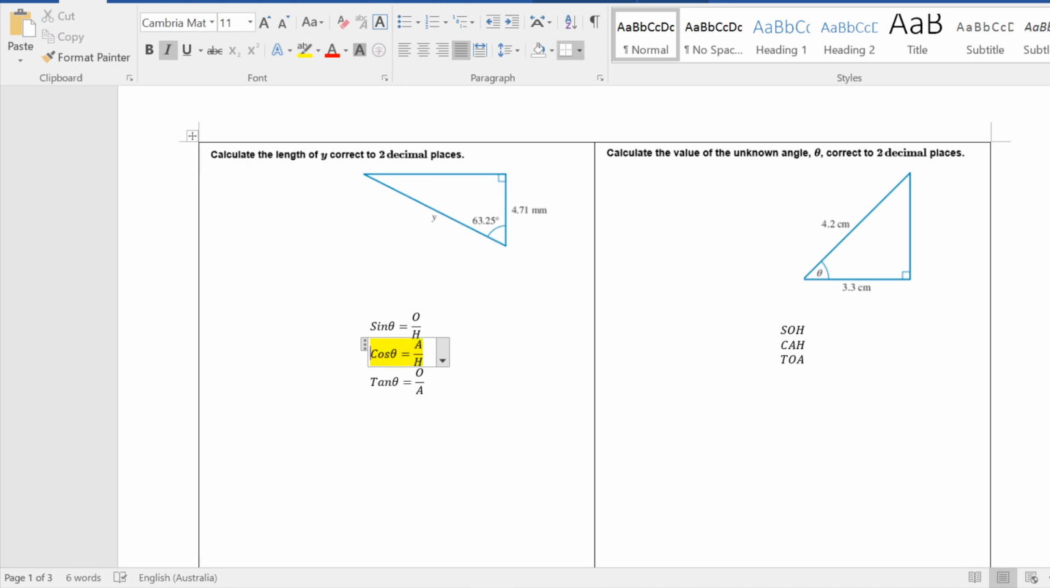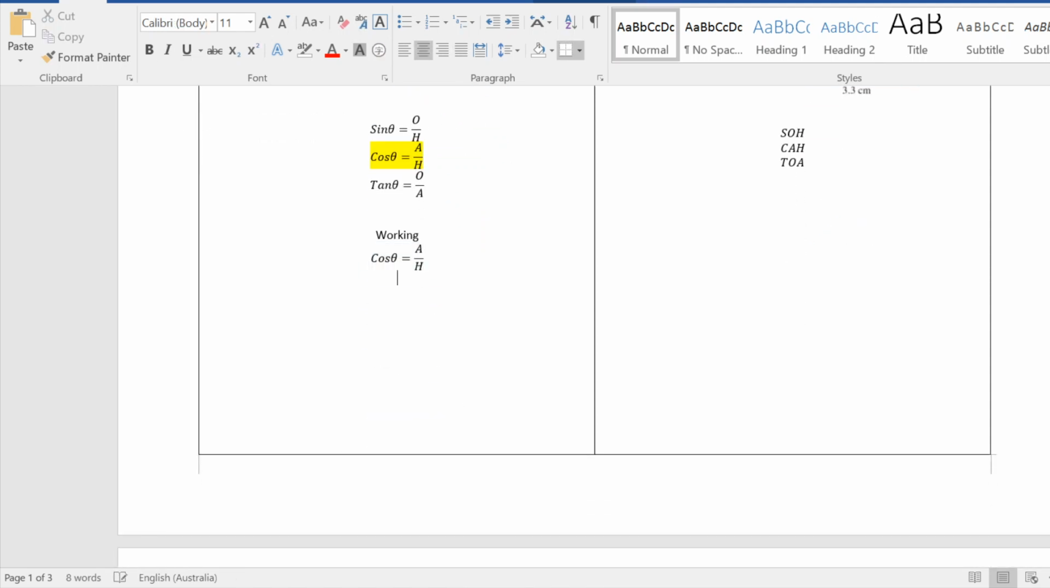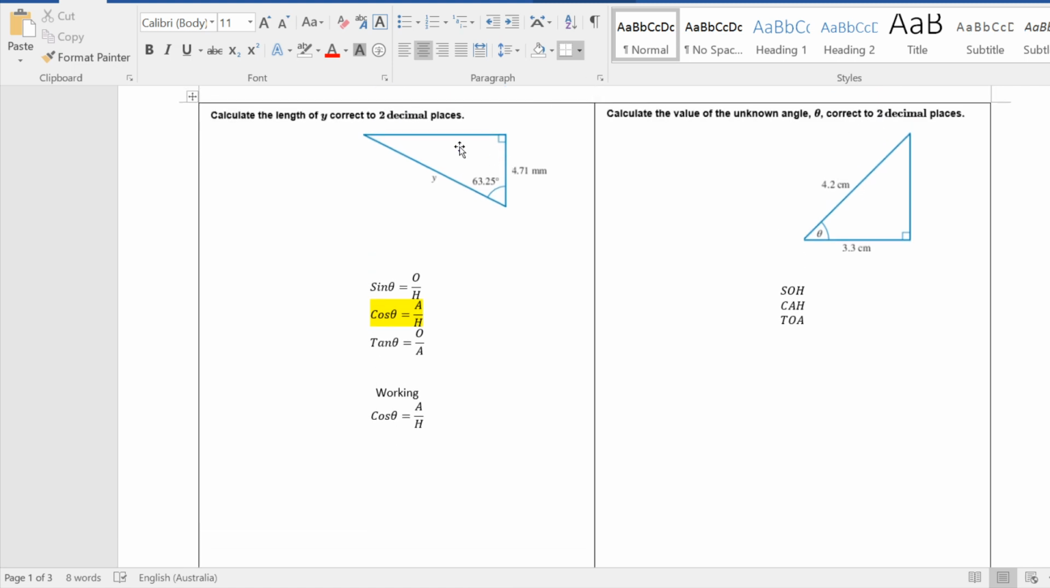Okay, so step 2 is to now go and write our ratio. Okay, so I'm just going to copy and paste this. All right, we're ready to start our question. Okay, I'll unhighlight it. So I'll just put here, just so we know that we're working it out. So we've got cosine theta equals A over H. That's step 1 and 2 done. We've labeled the triangle, written down the ratio. Step 3 is to substitute.